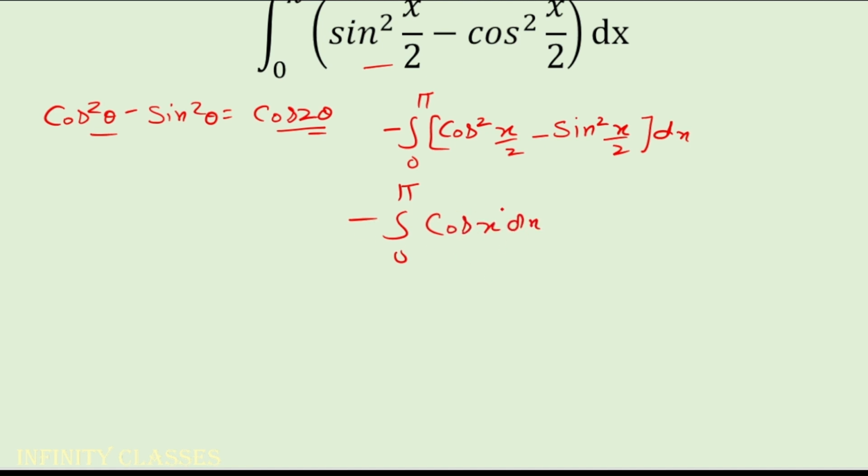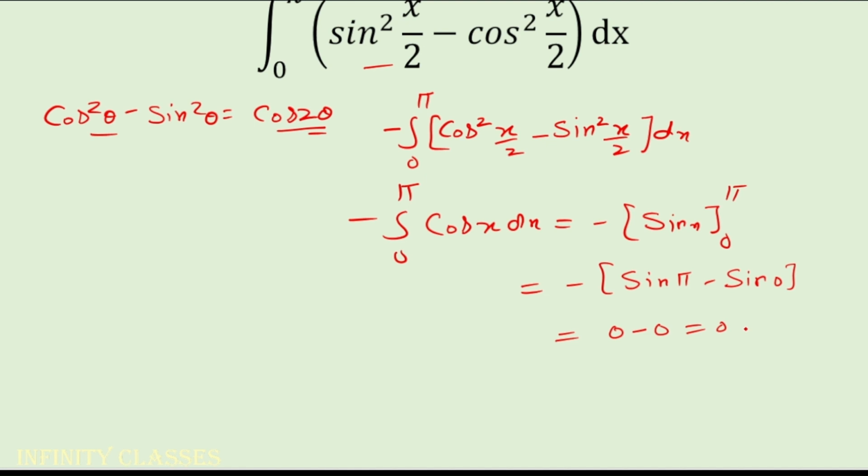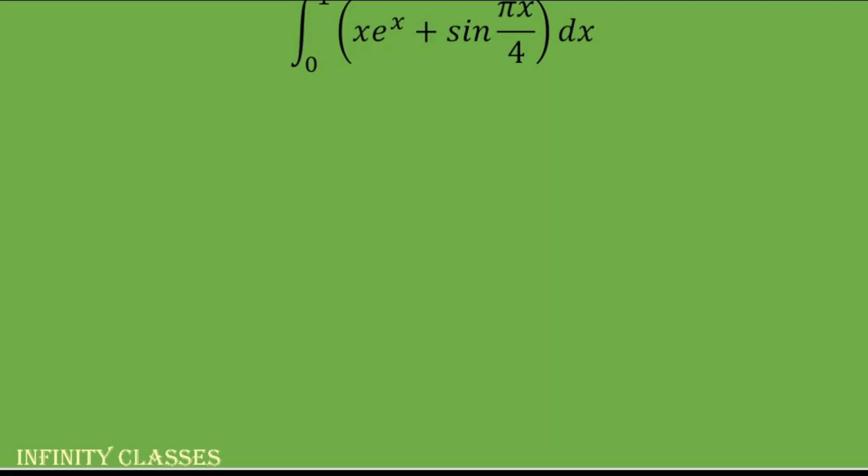As we know, integration of cos is sin x. Now upper limit sin pi minus sin 0. As we know, sin pi is 0 and sin 0 is 0. So answer is 0. Now I'll do the next one.